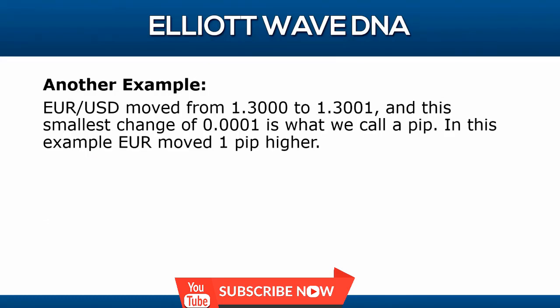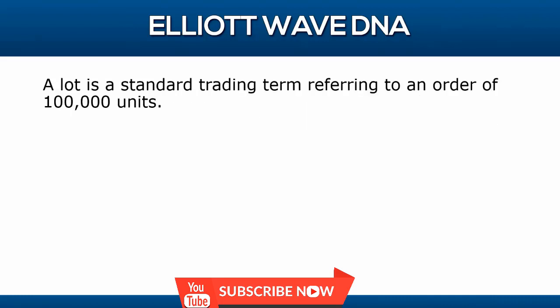Another example, Euro USD moved from 1.3000 to 1.3001, and this smallest change of 0.0001 is what we call a pip. In this example, Euro moved 1 pip higher. A lot is a standard trading term referring to an order of 100,000 units.